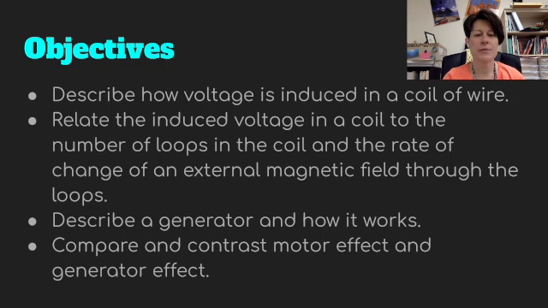So our objectives today were to describe how voltage is induced in a coil of wire, relate the induced voltage in a coil to the number of loops in the coil and the rate of change of an external magnetic field through the loops, describe a generator and how it works, and compare and contrast motor effect and generator effect. So don't forget your 5 questions, and there will be one more video for this chapter.